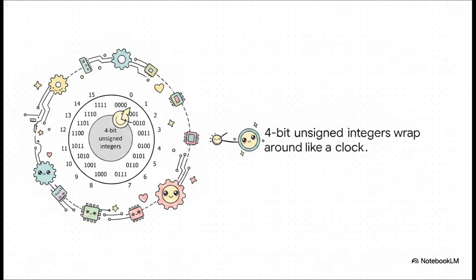If you have exactly 4 bits of physical space, you can only represent unsigned integers from 0 up to 15. And if you try to add 1 to 15, you don't get 16. There's literally no space for it. You run out of room, overflow, and snap right back around to 0, traversing that circle clockwise. It behaves exactly like a clock resetting at midnight.